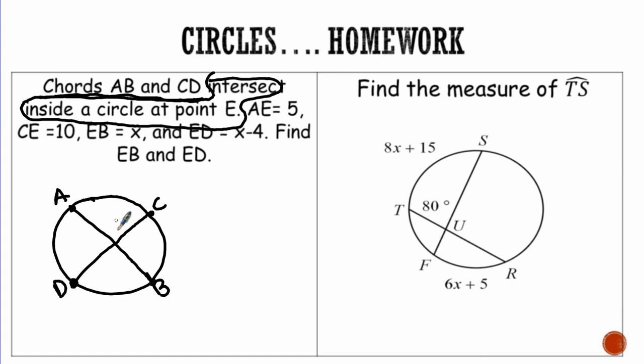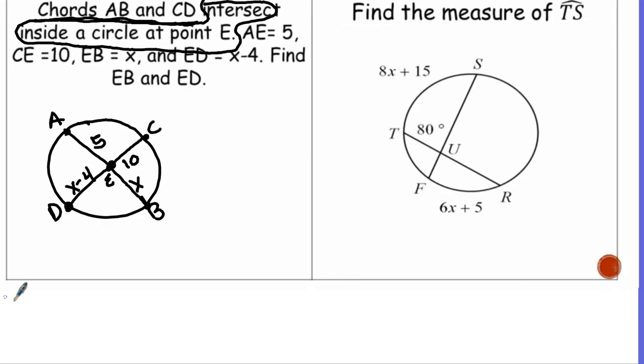Okay, and they intersect at point E. So that's E right there. And it says A to E is 5, C to E is 10, E to B is x, and E to D is x minus 4. Okay, and it wants me to find this piece and this piece.